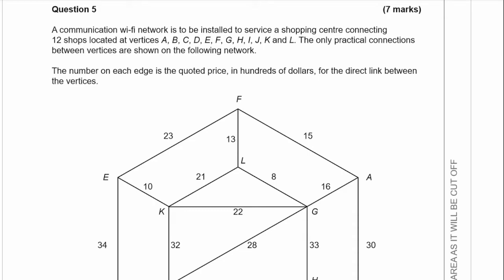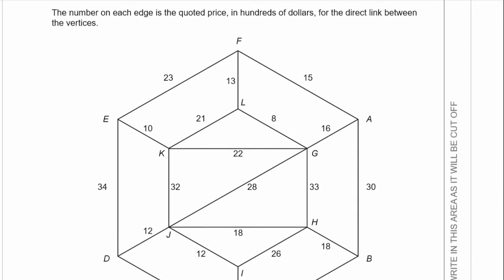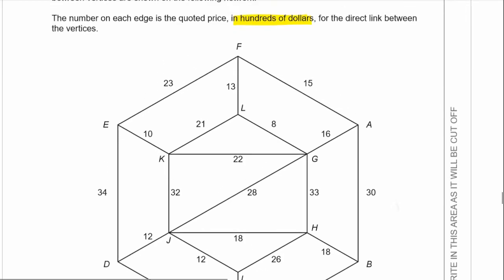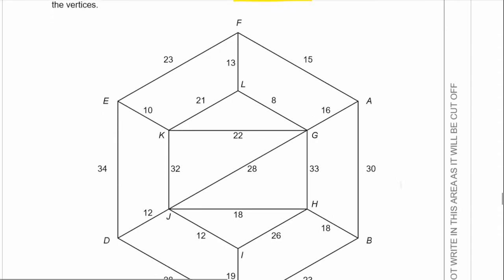So we've got a communication network. Numbers on edges is quoted in hundreds of dollars. So when you write your answer, make sure you write it using hundreds of dollars instead of just units for the direct link between the vertices.